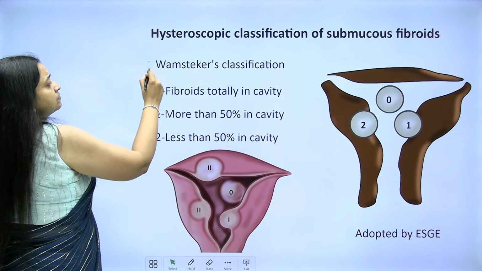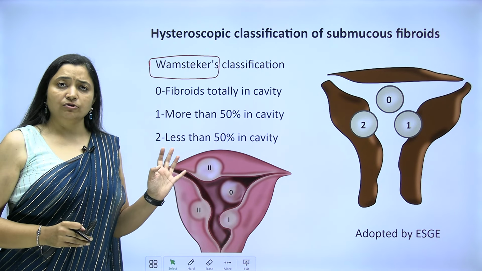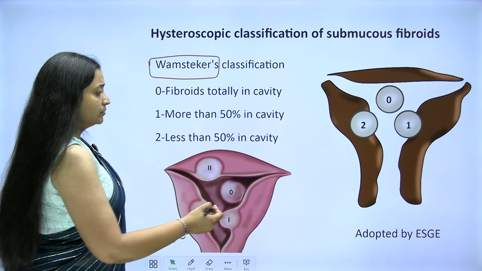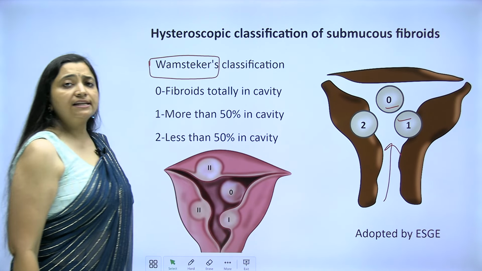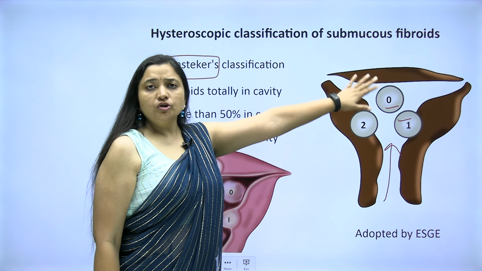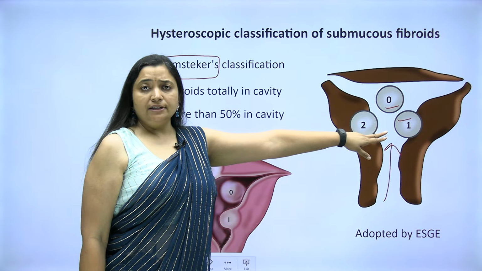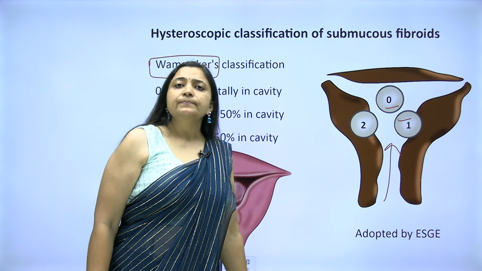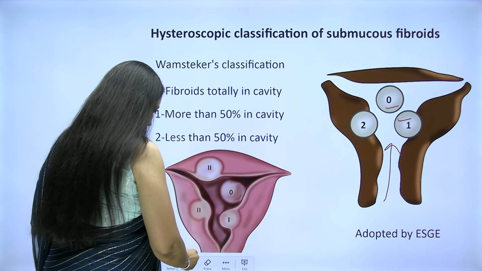Then there is something called Wamsteker's classification. It is the 0, 1, 2 of the earlier FIGO classification which I was telling, but it is only for hysteroscopies. In hysteroscopy, as I told, we go from the cervical canal. So only 0 and 1 are completely and easily operable by the hysteroscopic approach. 0 means pedunculated submucous fibroid totally lying inside the endometrial cavity, and 1 is a submucous fibroid where more than 50% of the portion is inside the endometrial cavity, and 2 is where less than 50% of the portion is inside the endometrial cavity. So the hysteroscopic classification is the Wamsteker's classification.